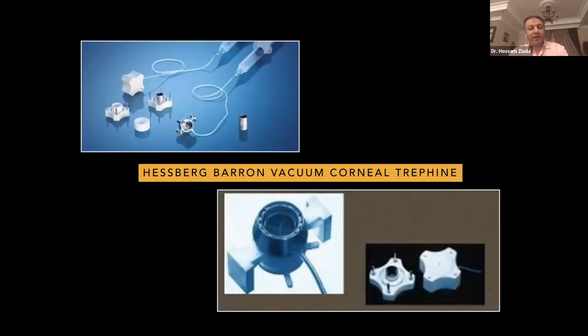I will go back again to this slide to ask my speakers today about the Hessburg-Barron vacuum corneal trephine. What was the number of turns of the trephine with regard to the corneal thickness? Is it significant to measure the corneal thickness before going to the keratoplasty? Yes or no?